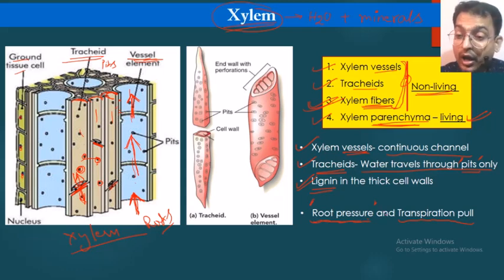After that, what comes into the picture? The transpiration pull. We will see in the further slides what is transpiration. From the leaves, whatever water is evaporating, that is the transpiration, and because of that negative pressure, it will pull the water upwards. We will see in detail. So the main factor that is causing the transport of the water and minerals from the roots to the upper parts of the plants is transpiration pull.